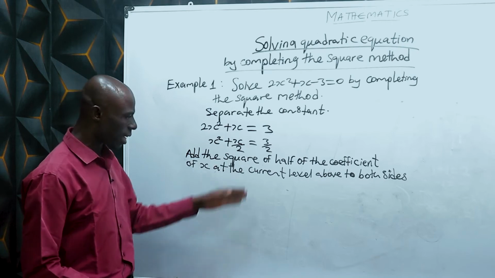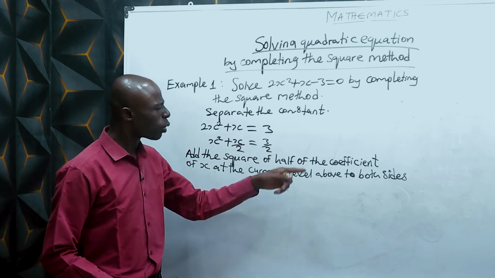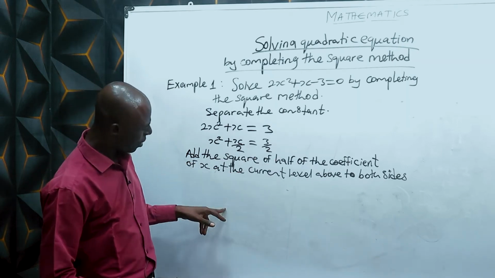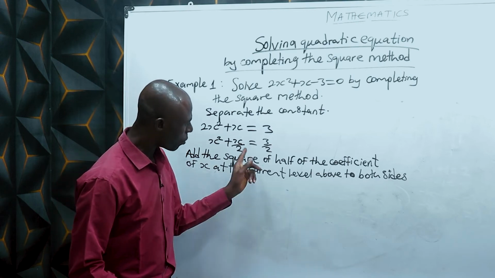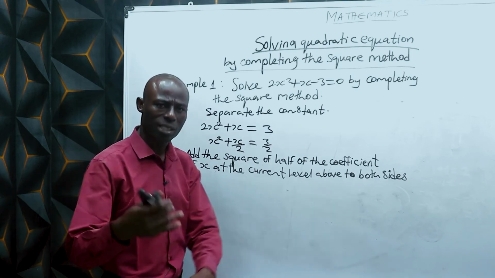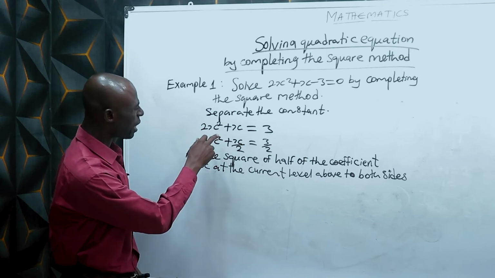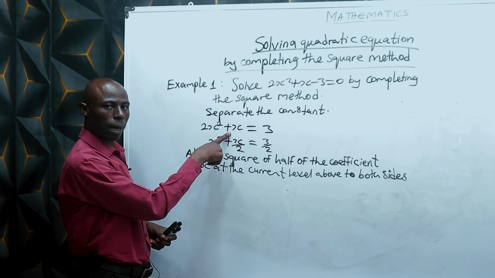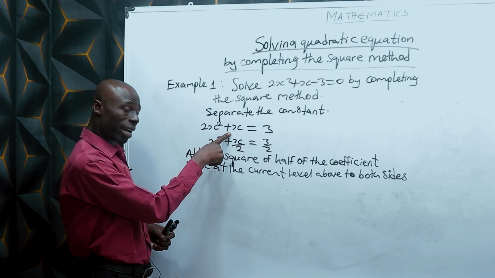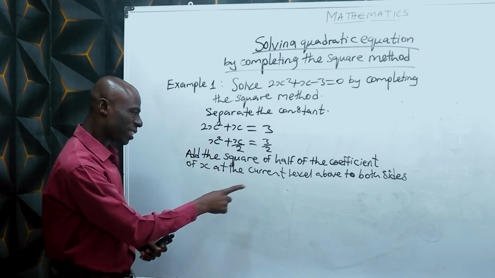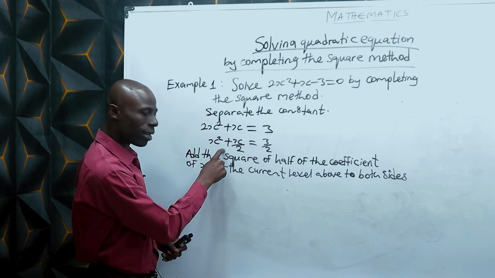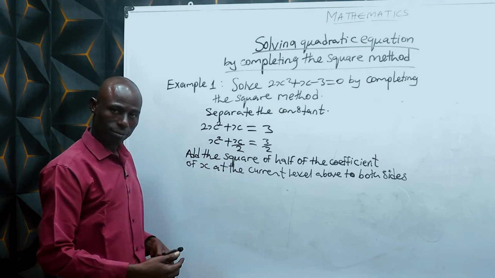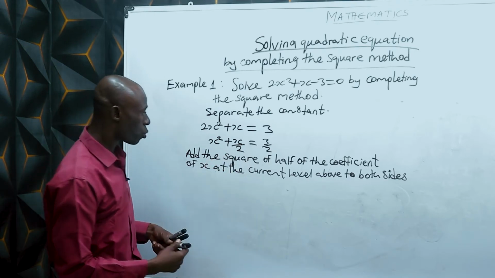So in hard, the square of half of the coefficient of x at the current level above, to both sides. What do we mean? You know, at the beginning, the coefficient of x is 1. Look at it. I point to it. The coefficient of x at the beginning is 1. But at this current level here, the coefficient of x is half.